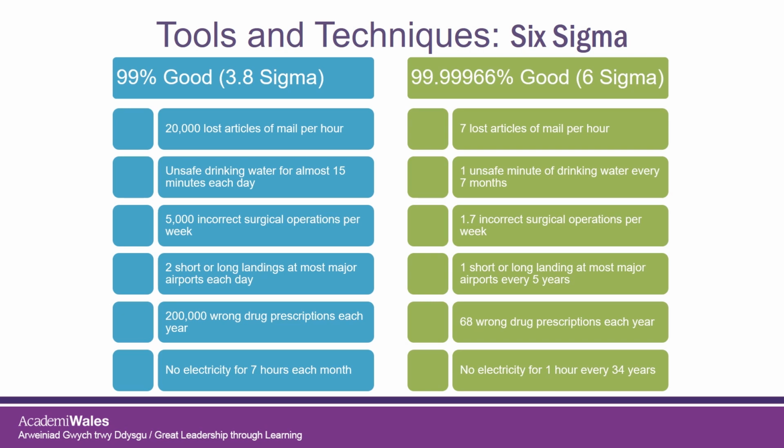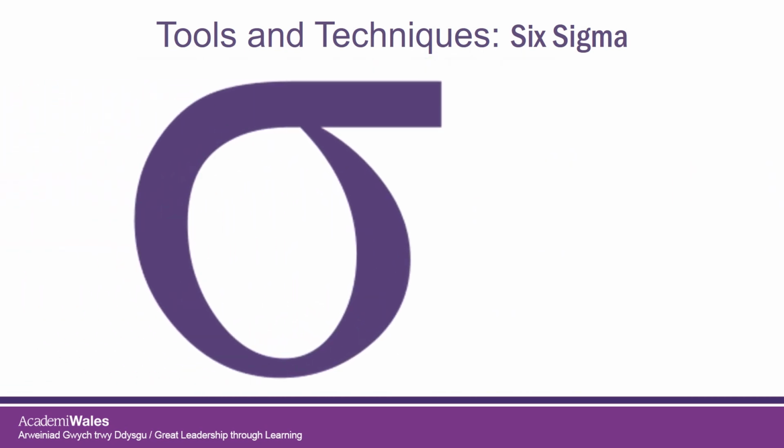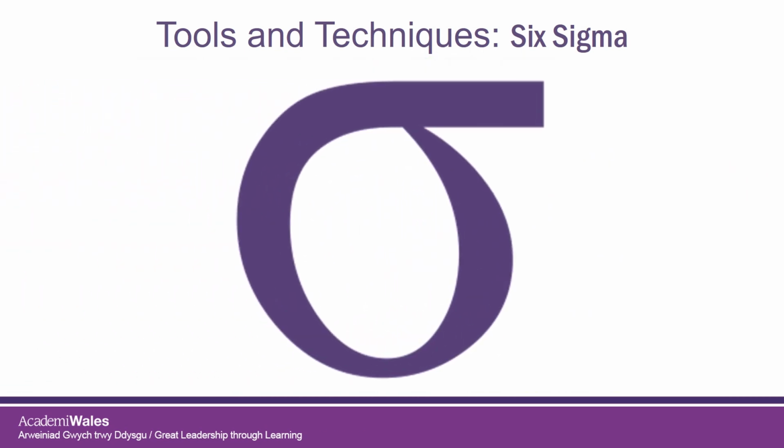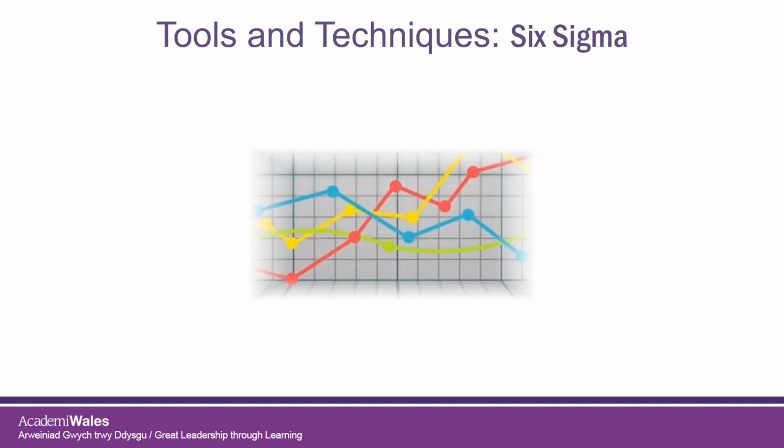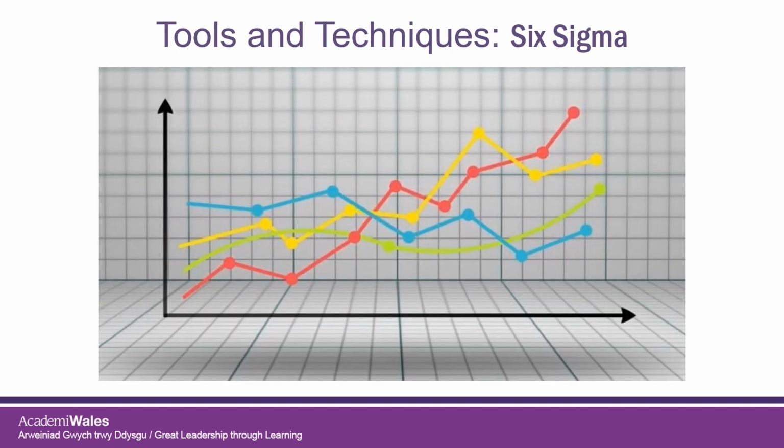So, what is Sigma? Sigma is a measure of variation. The lower the variation, the higher the quality. In other words, the fewer the number of defects, the higher the sigma level. 6 sigma is 3.4 defects per million opportunities, or 99.9996666 recurring perfection.